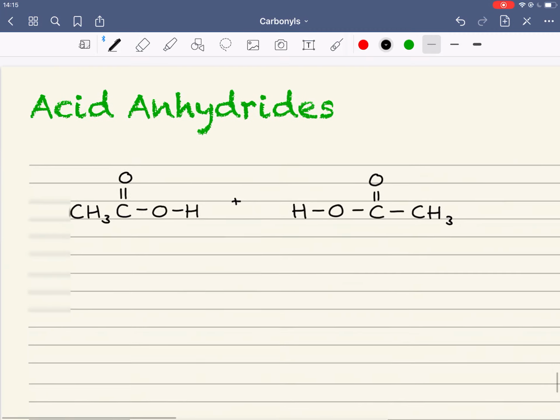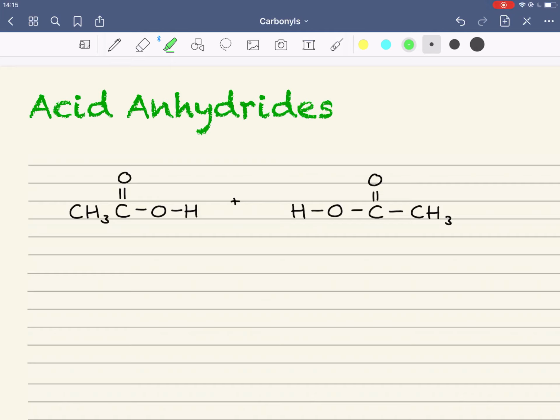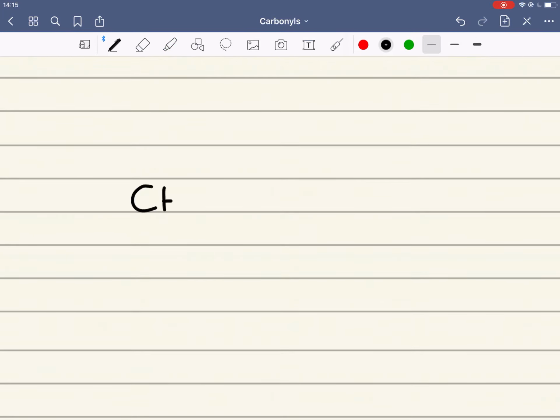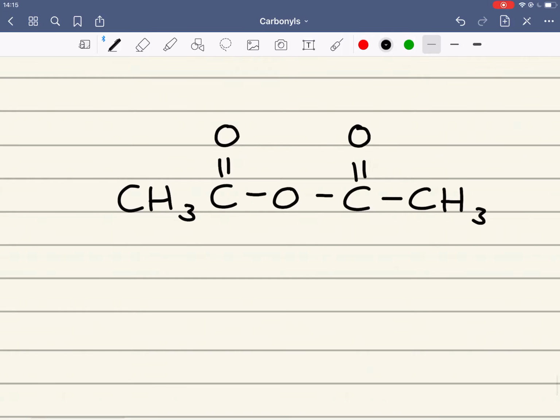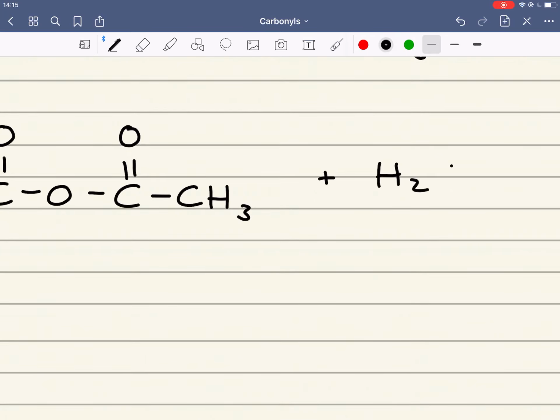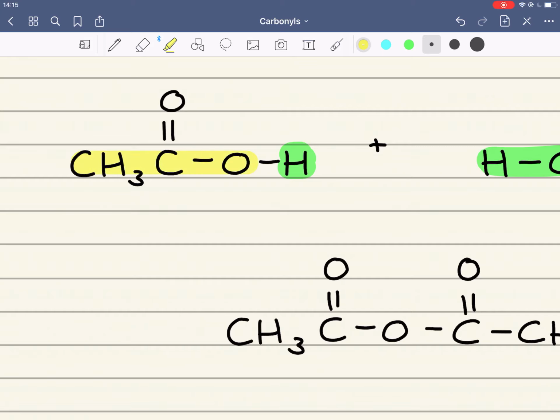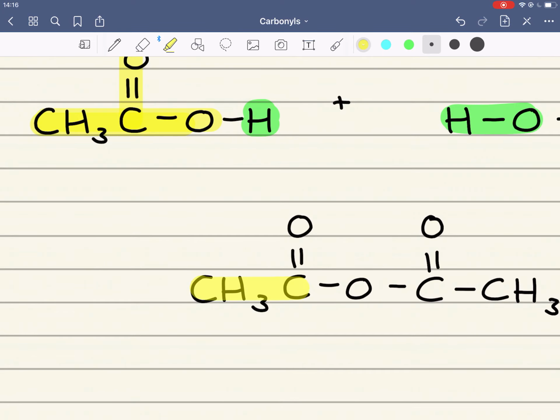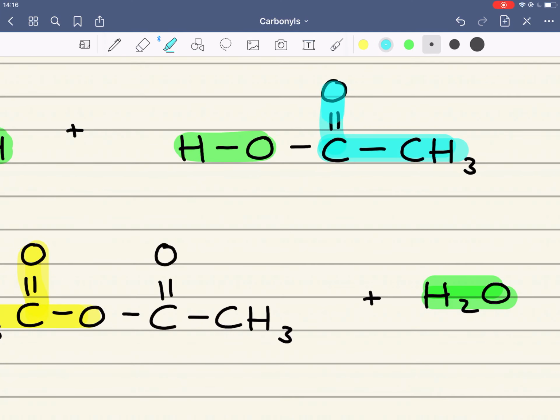These two carboxylic acids are going to react, and in the process of reacting, they will kick out water, the H from one acid and the OH from another acid, and that will form my acid anhydride, and my side product of water. So we can see it's the CH3COO from one acid molecule and the CH3CO from another acid molecule.